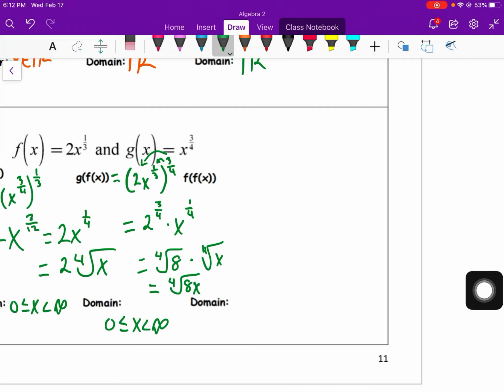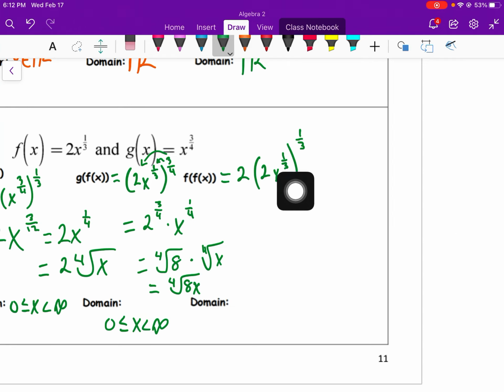Now let's do f of x. So for x, we're plugging in f of x, which is 2x to the third, and we're raising that to the third power. So first here, because we have a product raised to a power, we're going to want to distribute that. So we have 2 times 2 to the third times, well, it would be x to the 9th.